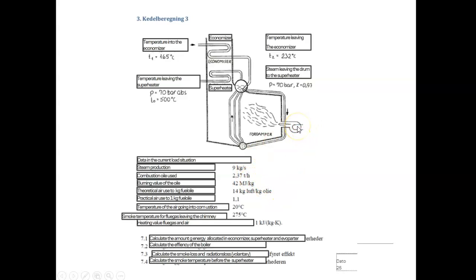Well, we have 14 kilos of air. Theoretically, every oil molecule has to find an air molecule, but we need to put in some extra air, so we're sure that all our oil molecules react with the air. So therefore, we put in a factor 1.1 extra. So actually, the amount of air is 14 times 1.1. That is the air.